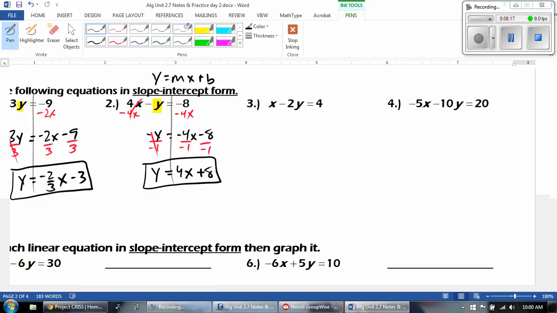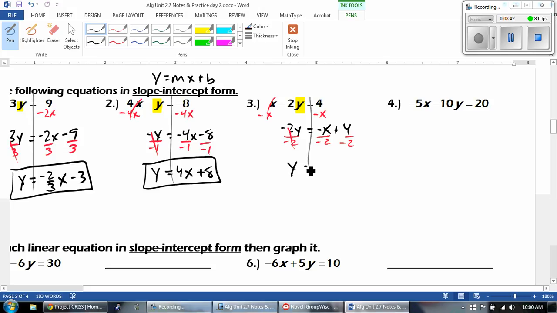Okay, we'll do 3 together, and then 4, you're on your own. All right, so for 3, once again, I want to solve for y. So I'm going to subtract the x to the other side. So we have negative 2y equals negative x plus 4. And then divide by negative 2. A negative divided by negative is a positive, so that's a positive 1/2 x minus 2.